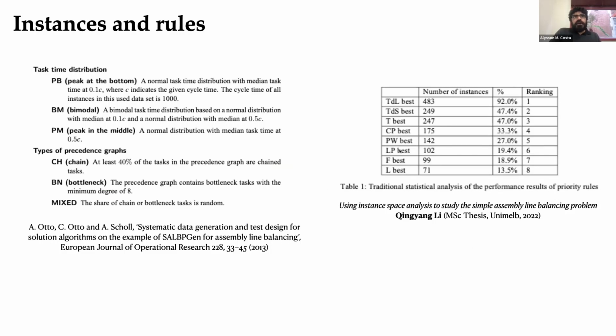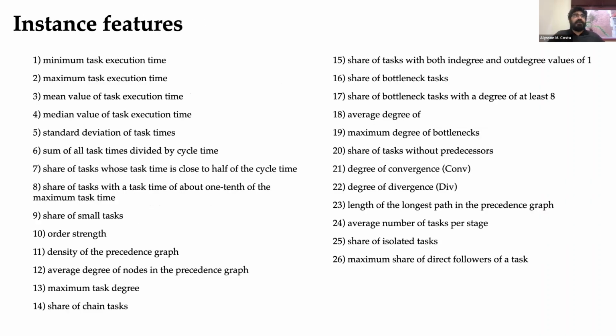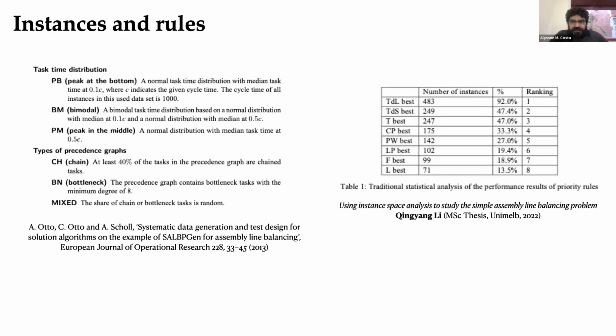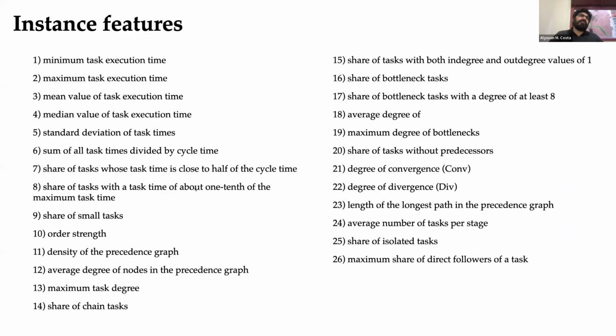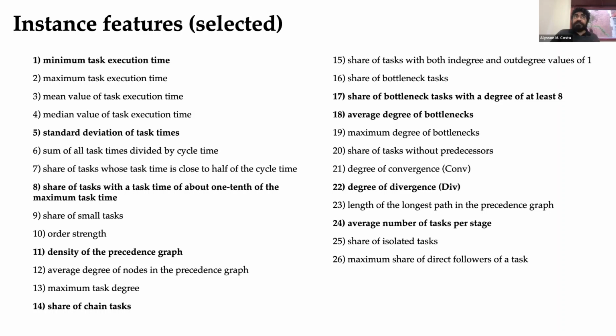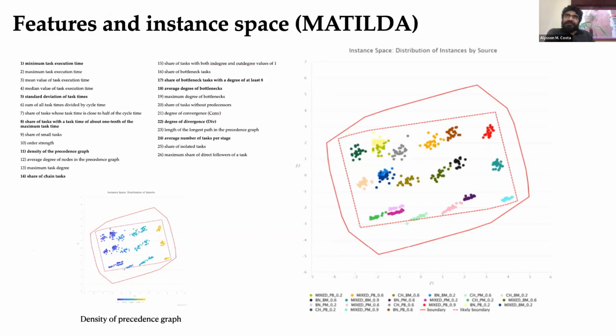But we wanted to explore, for this large data set of instances proposed in 2013, whether we could get a better idea of the relation between these rules. So Kenya, I think she was here, did a beautiful thesis where she proposed many, many features to characterize each one of these instances. She ran the Matilda methodology, and she found that these were the features that were selected. And there are quite some interesting results that she found.